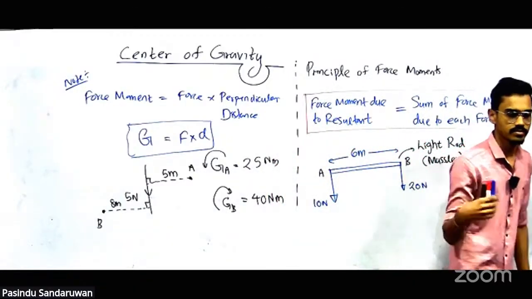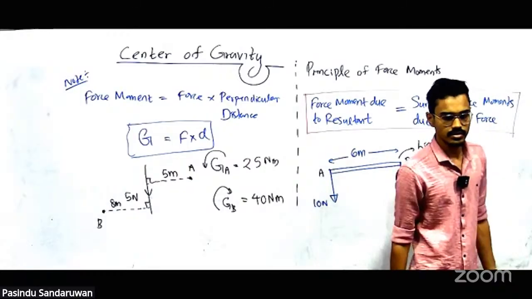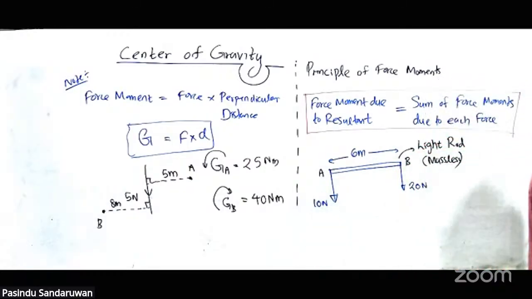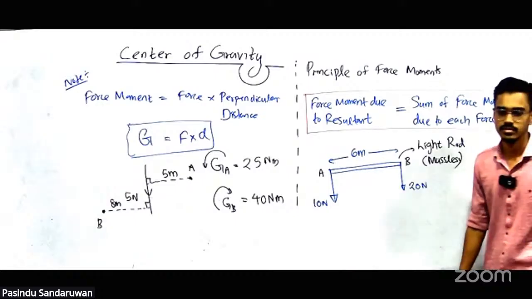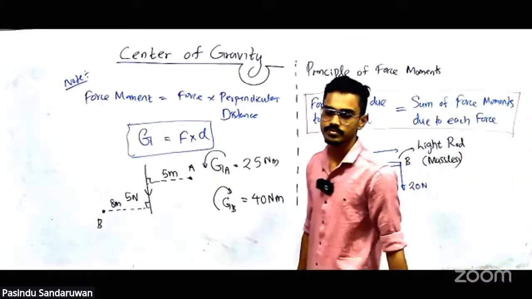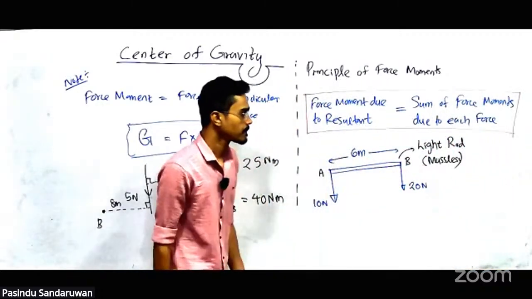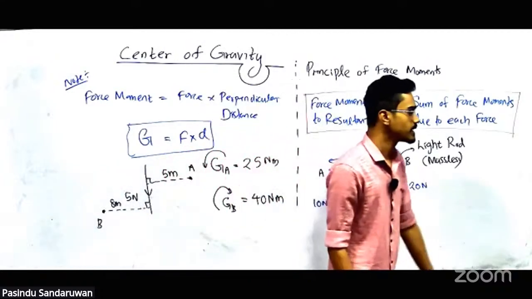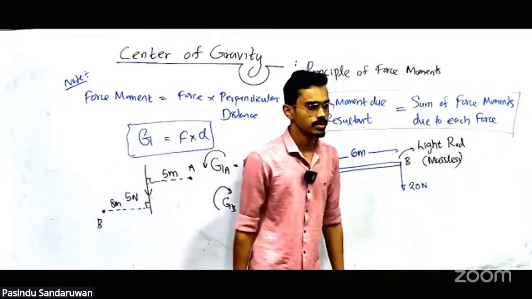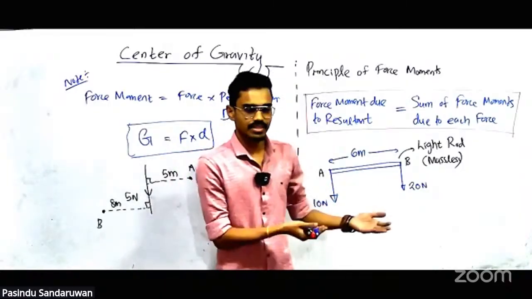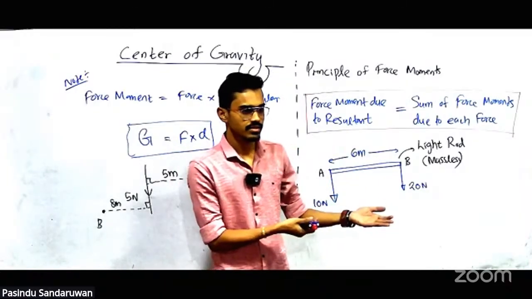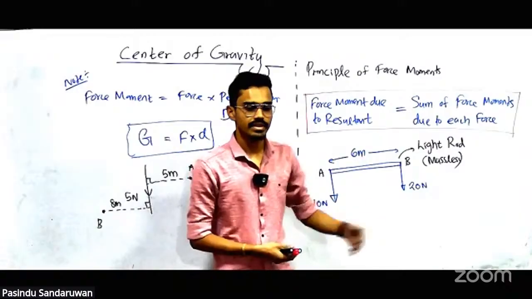Use your knowledge on vectors. 2 meters from B. Right, to the right. Yeah, that is actually to the right. Because higher the force, the resultant is closer to that heavier force.